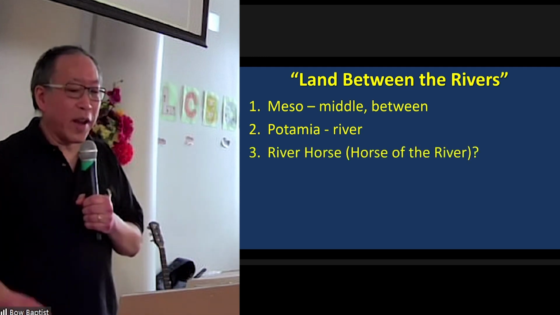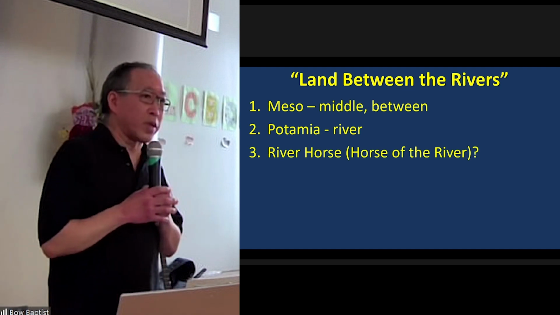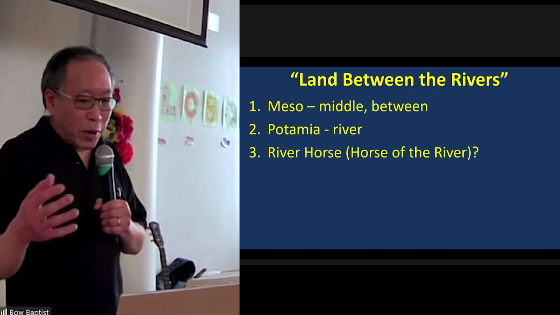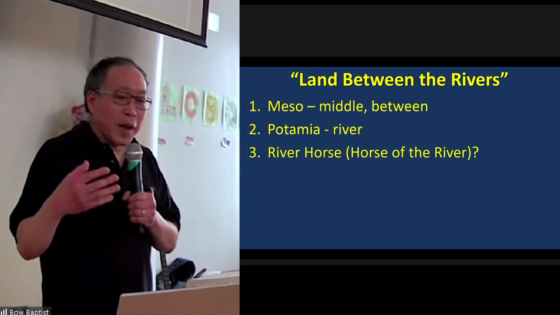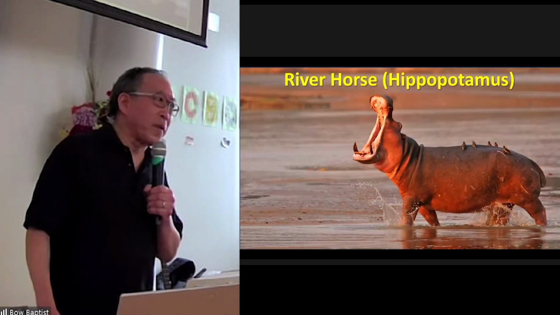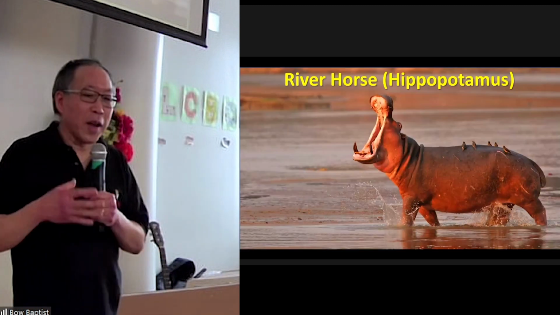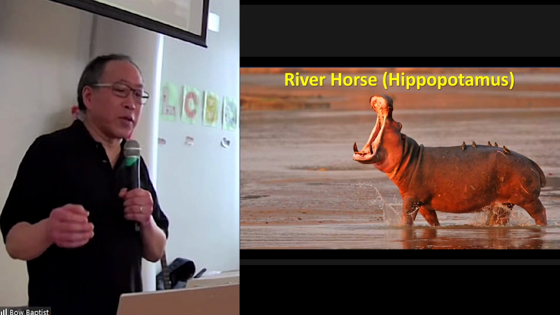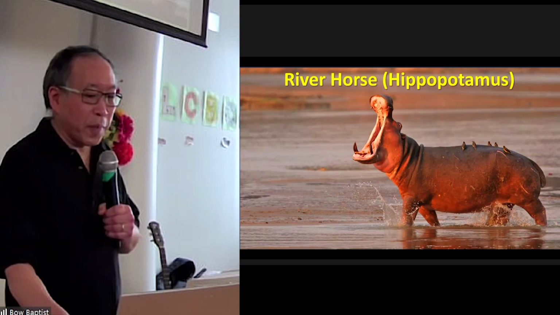I'm wondering if anyone here has ever heard of a river horse or horse of the river. And those of you who have a little bit of classical understanding will know immediately what I'm talking about. This is a river horse. It literally means hippopotamus, hippo for horse, and potamus or potamia for river.